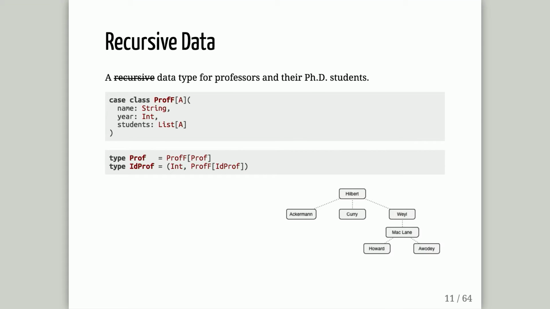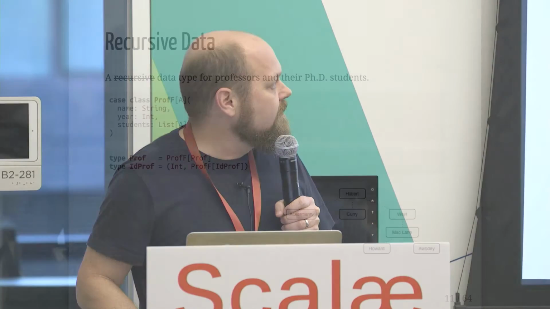We can do that. So we can say, all right, prof is a profF of prof, right? So we're referring back to the type alias. So we're going to try and tie the knot that way. And the same thing with ID prof. It's a pair of int and a profF of ID prof, which is itself a pair of an int and a profF of ID prof. And does that work? That does not work because type aliases cannot be self-referential in Scala.